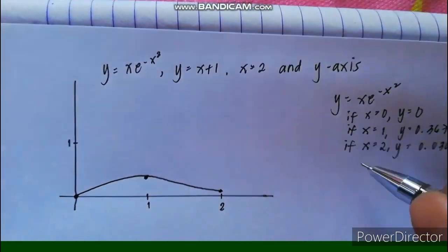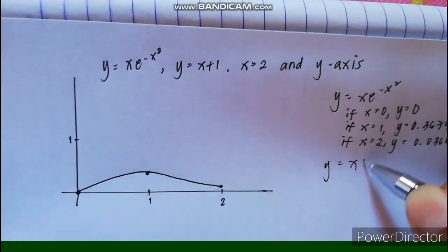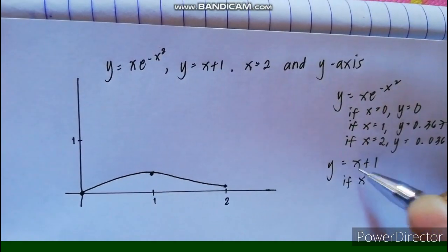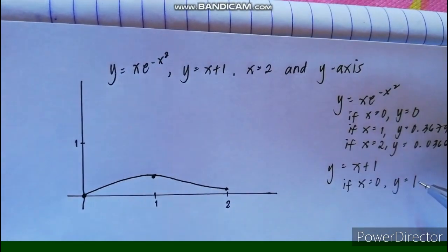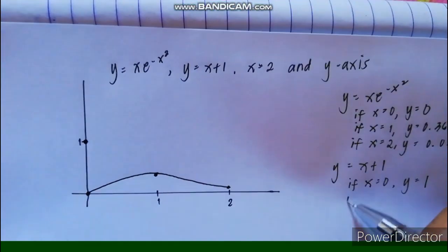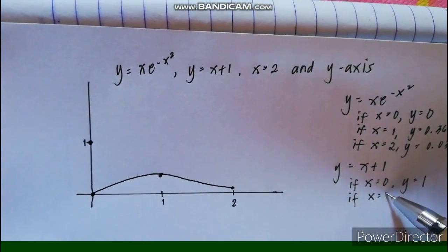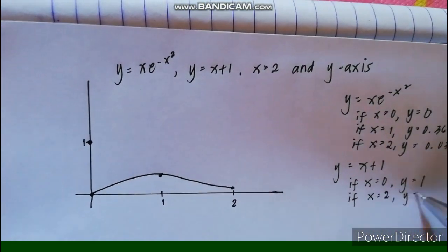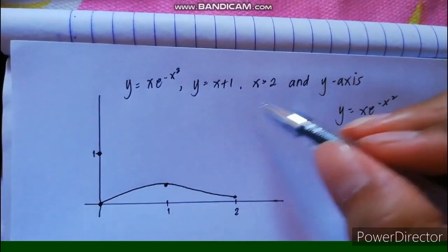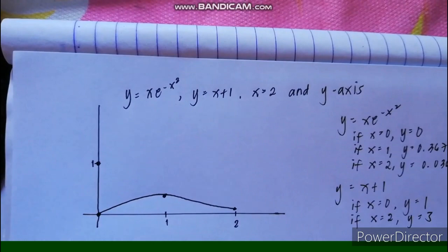Okay, then y is equal to x plus 1. So if x is equal to 0, y is equal to 1, so it lies on the y-axis. Then if x is equal to 1, or 2, I mean, y is equal to 2 plus 1, which is 3. So it must be somewhere up there.